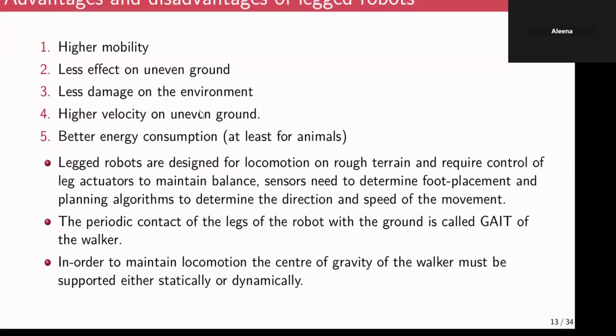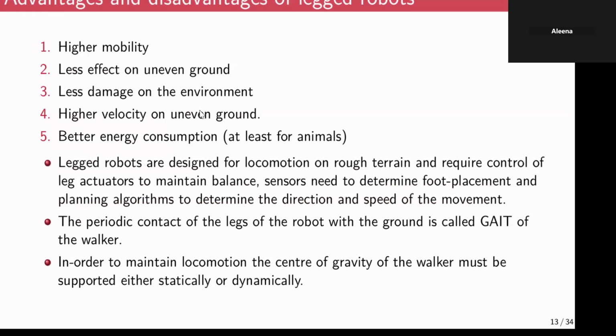All right, then legged robots are designed for locomotion on rough terrain and require control of leg actuators to maintain balance. Right. So they have this inherent stability issue, and you have to control all the motors of all the joints so that the stability will be maintained. And you will also need some associated sensors, and sensors are needed to determine the foot placement, and planning algorithms to determine direction and speed of movement. Right. So a lot of factors are there to be taken care of as the mobile robot moves.